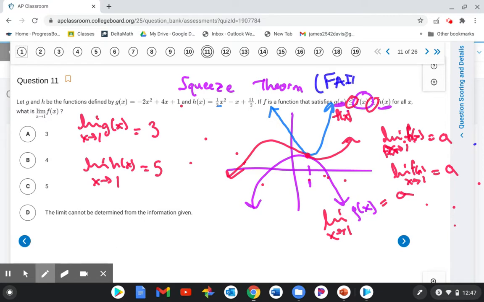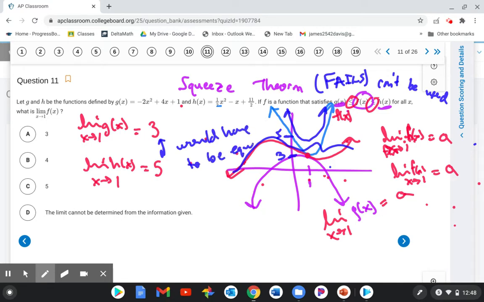We can't use it. In other words, it can't be used. The reason why is because these don't actually equal the same value at this point, 1. So what's happening here is the h is actually up at 5. So this one maybe hits up here at 5. And then the g down here hits at 3. So they don't actually touch. So the f could be anywhere in the middle here, and we don't know where it actually is. These two would have to be equal.